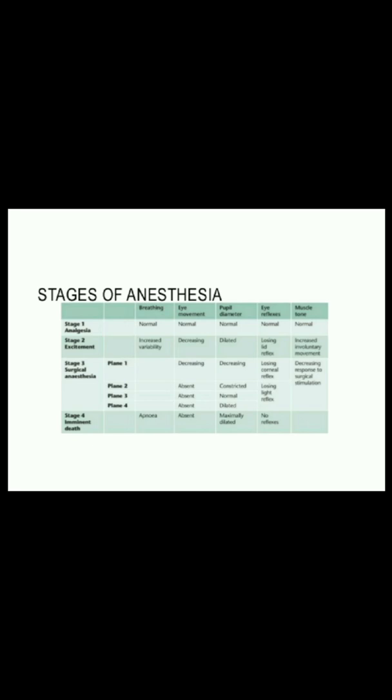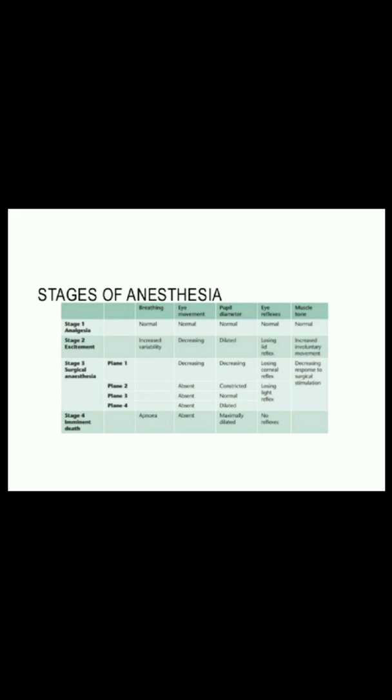Stage 2, called excitement, shows increased variability. The breathing can be increased, the eye movement will decrease, the pupil diameter will be dilated, the eye reflexes will be loosening, and the muscle tone will increase; involuntary movement can be seen.